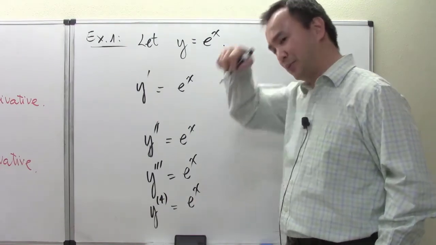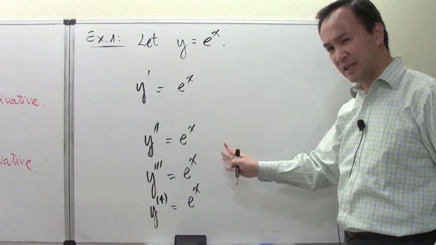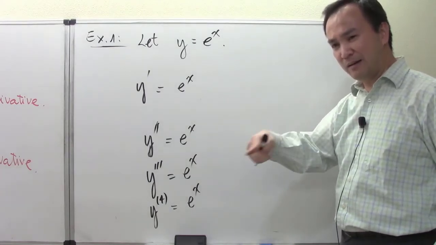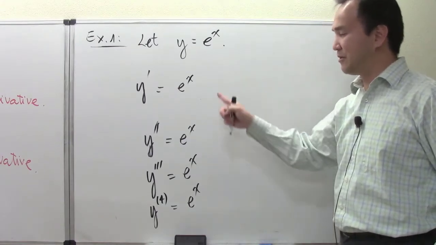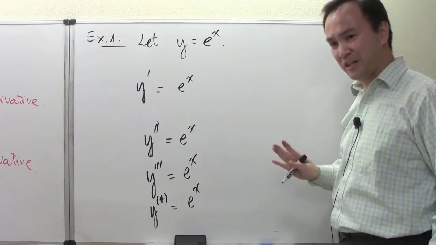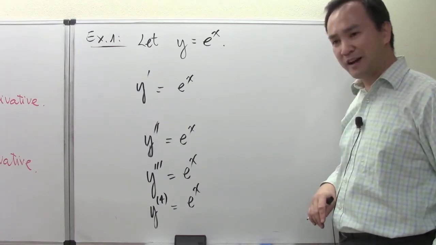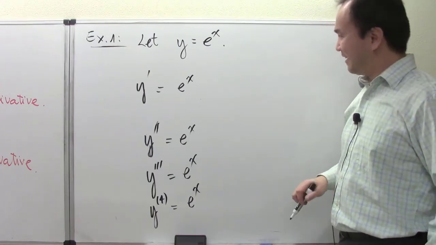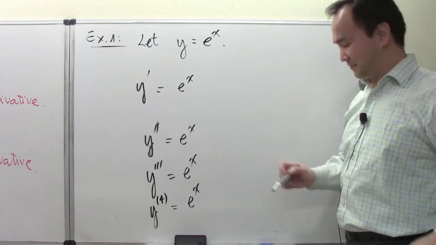Okay, whew, that's just about enough. You can see how special e to the x is. No matter how many times you take the derivative, or no matter how high order your derivative is, it remains permanently e to the x. That's one thing very special about the e to the x function, and it really reduces all that headache. Okay, so let's get ready for example 2.